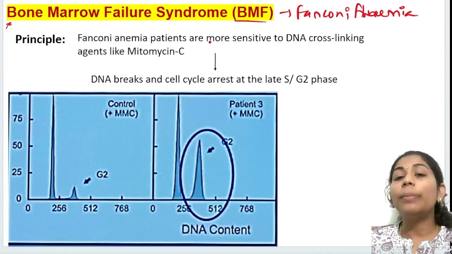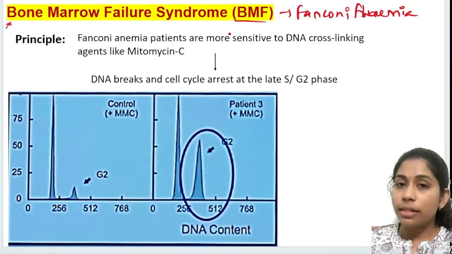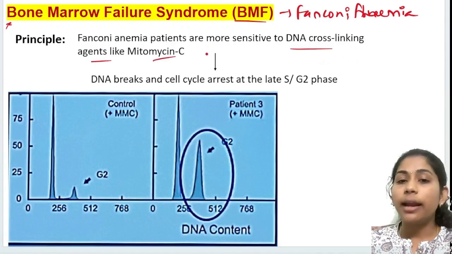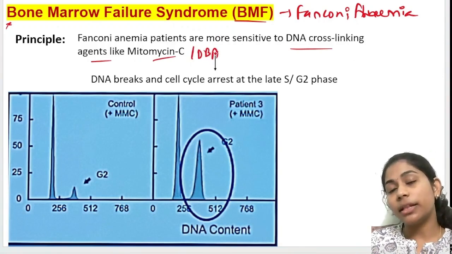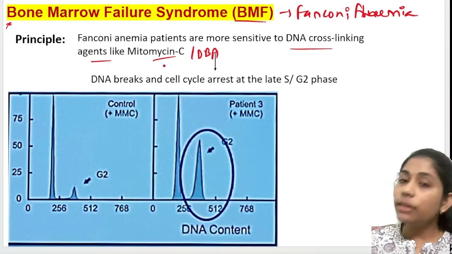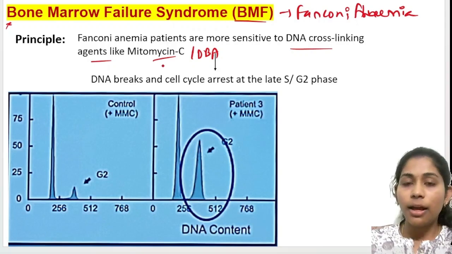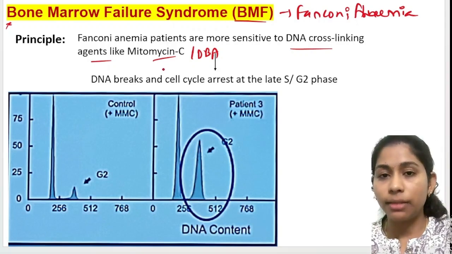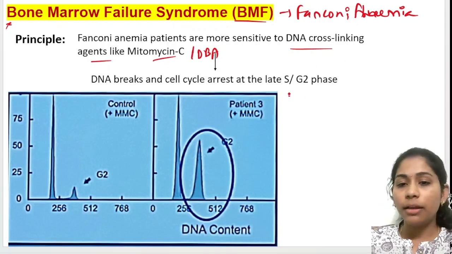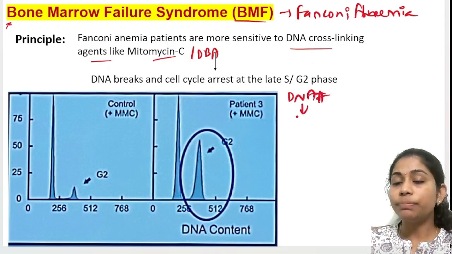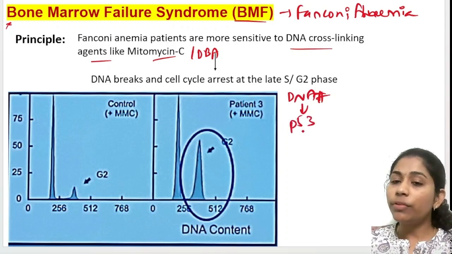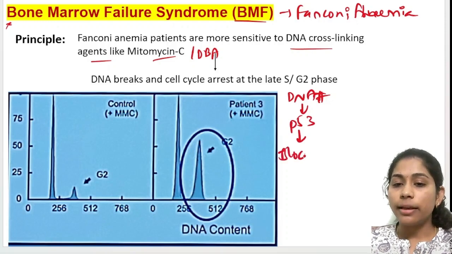So what will happen? There will be double stranded DNA breaks when the cells are exposed to DNA cross-linking agents like mitomycin C or DEB, right? When the cells are exposed to DNA cross-linking agents, these cells are defective, right? Even the normal cells also show the double stranded DNA breaks. But what will happen when there is a DNA break? Who is the policeman or guardian angel of the genome? Yes, it is P53. So the P53 will be activated, right? What will it do? It will block the cell cycle, correct?